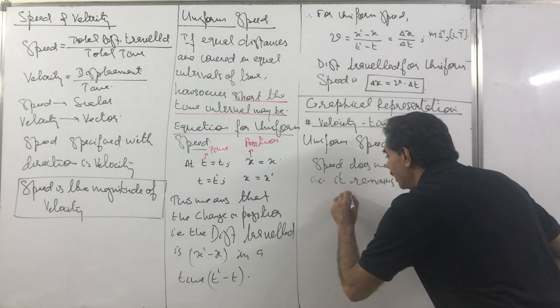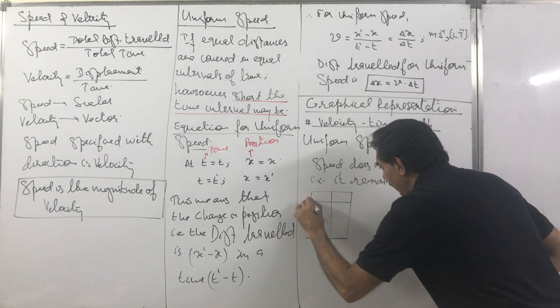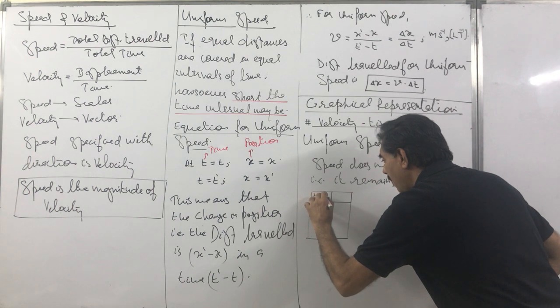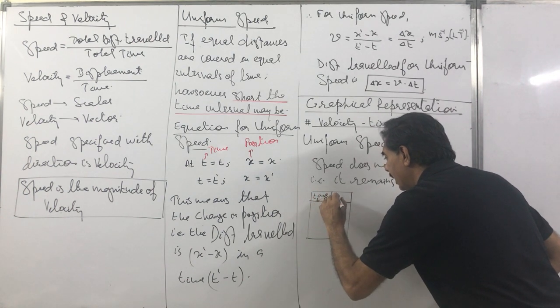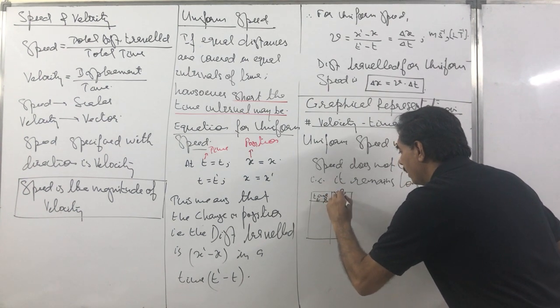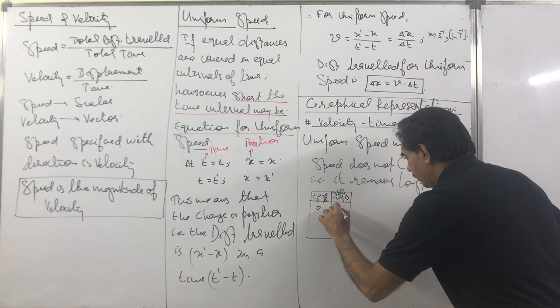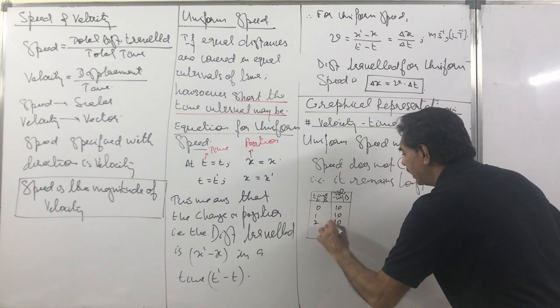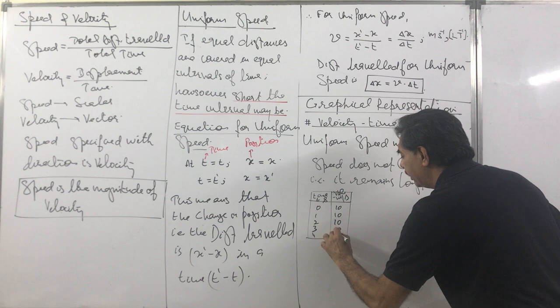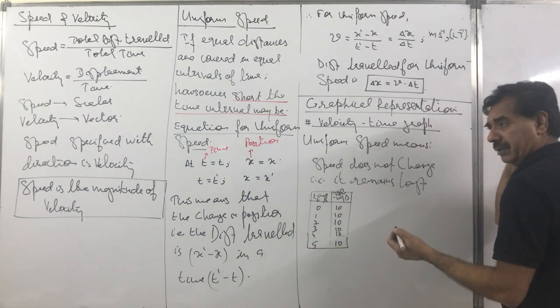Thus, the velocity time graph, okay, we can have a chart also. This is time, t in seconds, and this is velocity in meters per second. At t equal to 0, the speed is, let's say, 10 meters per second. At 1 second, it is again 10. After 2 seconds, it is still 10. After 3 seconds, it is again 10. After 4 seconds, it is again 10. And after 5 seconds, it is again 10. Okay?